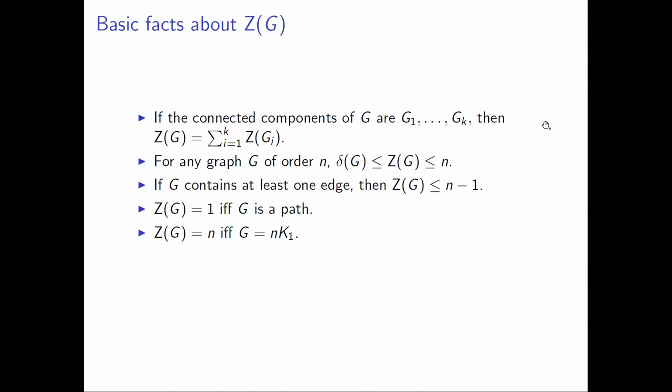Now, what happens if the zero forcing number is n? Well, we can actually see right away that if the zero forcing number is n, then our graph cannot contain any edge. So that tells us that the graph has to consist of all isolated vertices. On the other hand, if the graph consists of all isolated vertices, then we see that the zero forcing number is just the order of the graph.